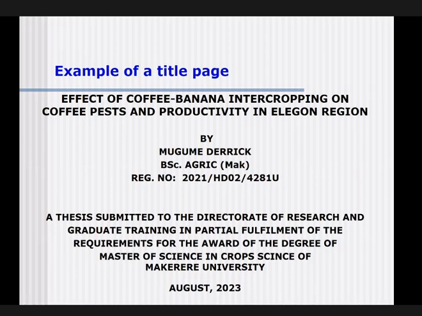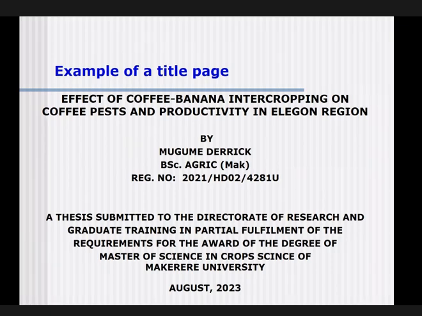Thesis by the student is Mugume Derrick. His qualification is BSc Agriculture, obtained from Makerere University. So I abbreviate Makerere University using its official acronym, which is MAK, not MUK. Makerere is abbreviated as MAK. It's not MUK. Then the registration number.